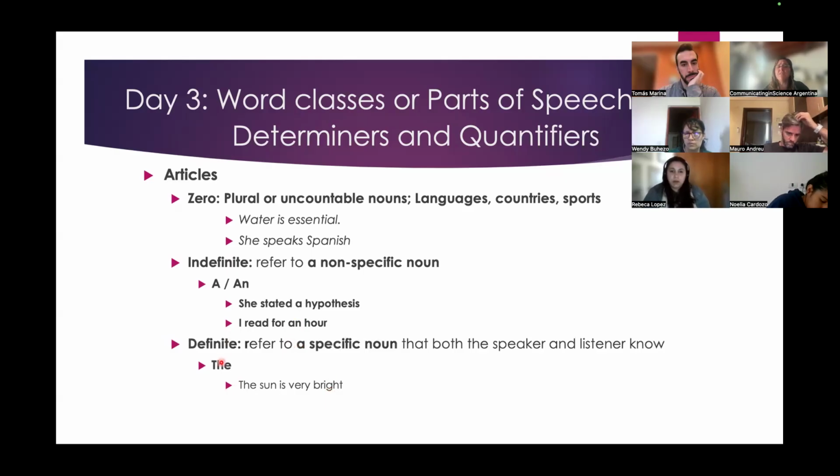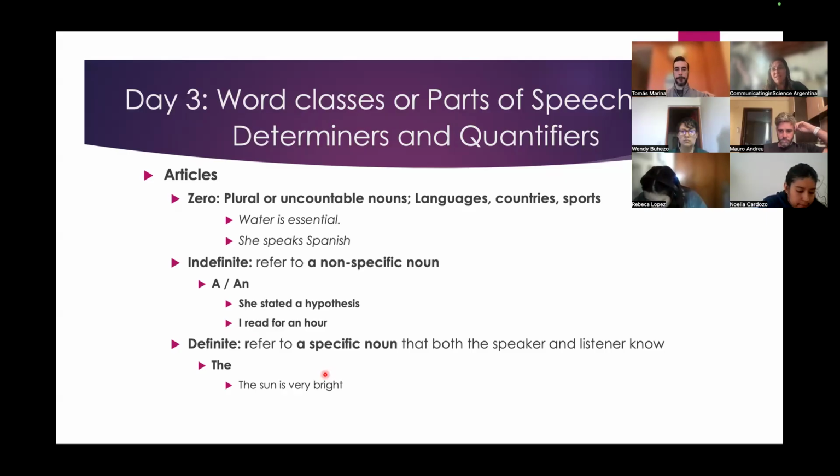And the definite article, which is the word the, refers to a specific noun. In this case, our example is the sun, because there is only one sun. If I'm living on planet Earth, I can talk about the moon. But if I go to Saturn, there are many moons around that planet. So if I say the moon, it doesn't make sense.